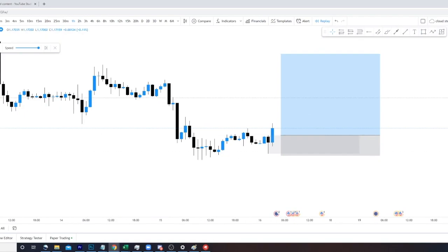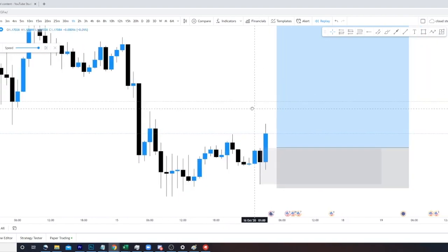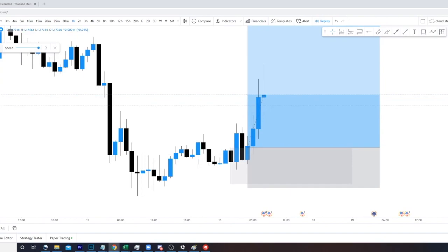So on a 1 hour, that is a demand zone. And the way you tell a demand zone is literally by looking at the last down candle before the up move that occurs, okay? So there it is. We tap into it and we see higher prices being delivered, okay?